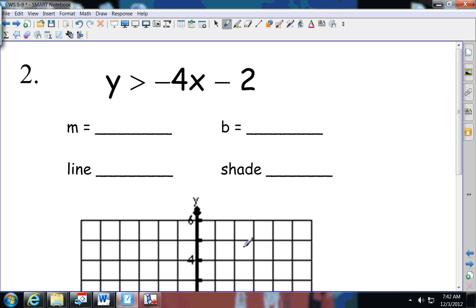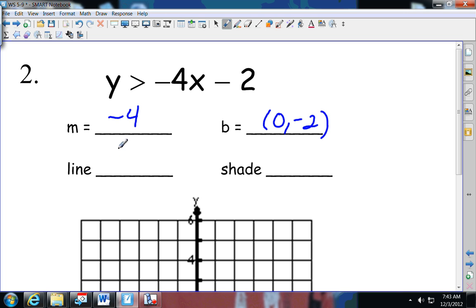Looking at the next one. First off, M, what number is M? -4. Hey, just because I know it's -4, should my line be increasing or decreasing? Decreasing because my slope is negative. What's my y-intercept? Okay, (0, -2).